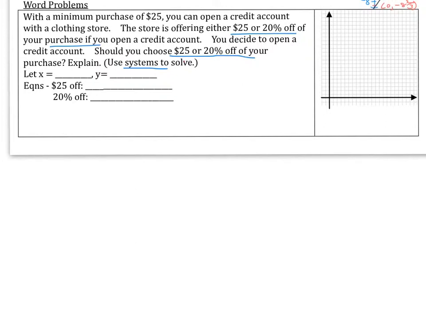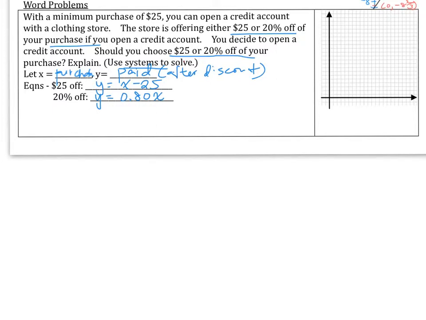First, I'm going to define my variable. X will be the purchase amount, and Y will be the amount that I'm going to actually pay after the discount. Okay, and to represent the $25 off, I would take Y equals X and subtract 25. And for 20% off, I'm going to use Y equals 0.80X. So 80% of the amount that I purchase will be the actual amount that I pay.